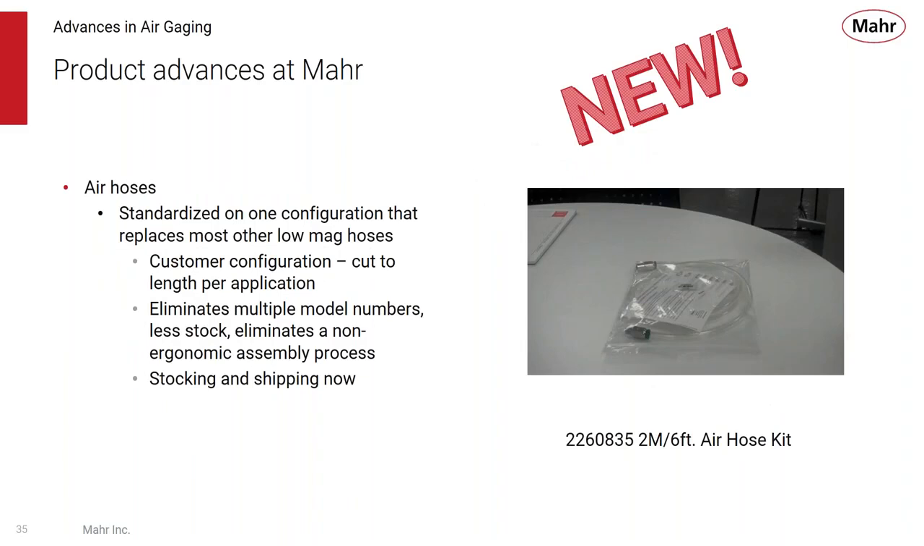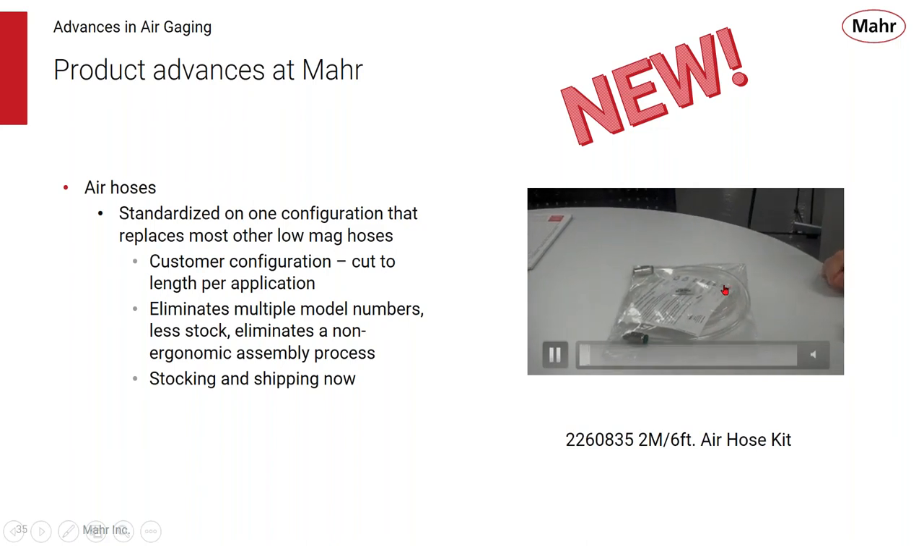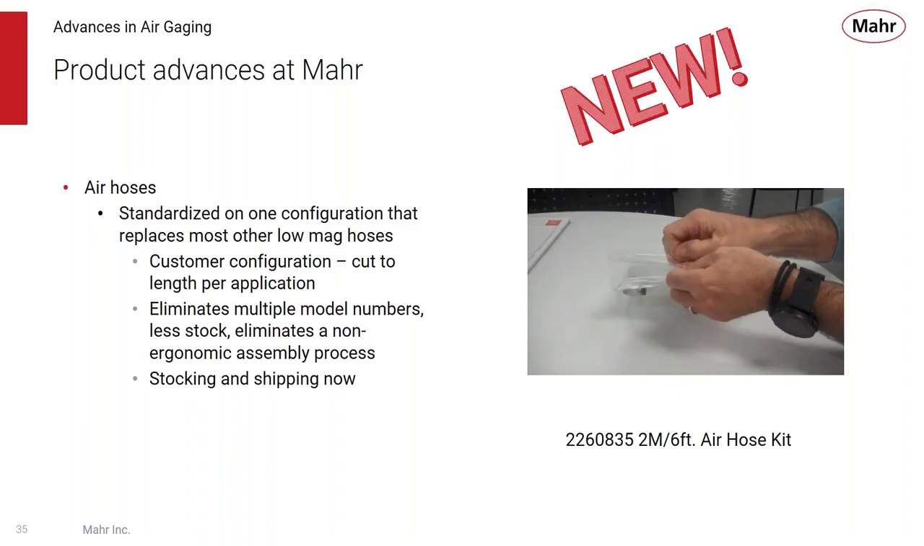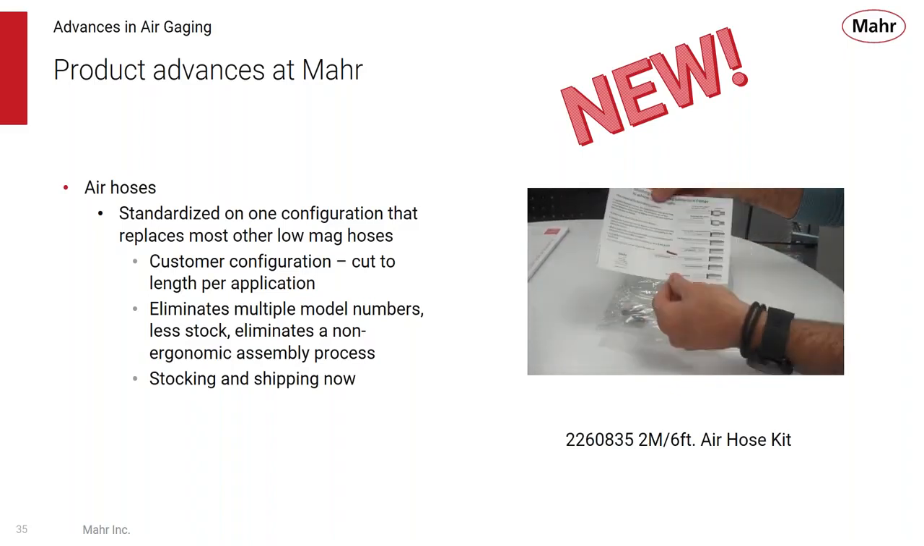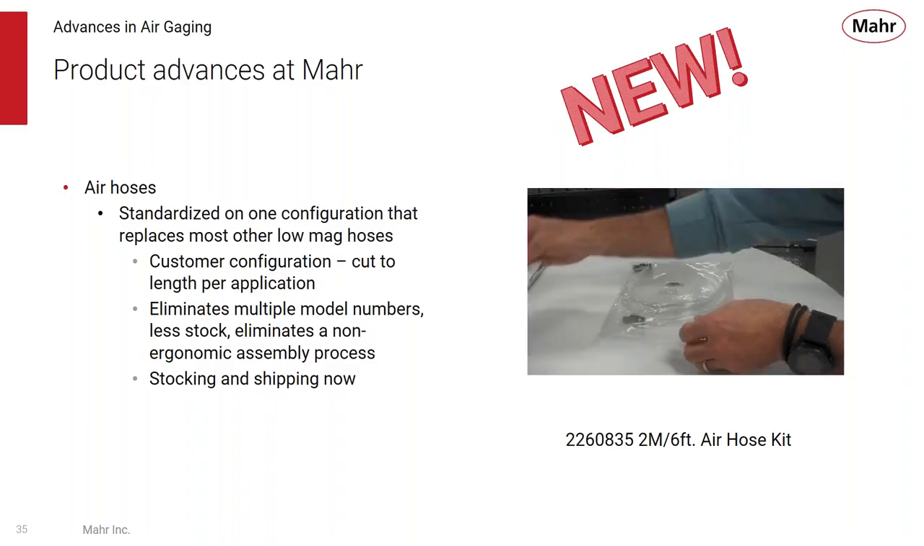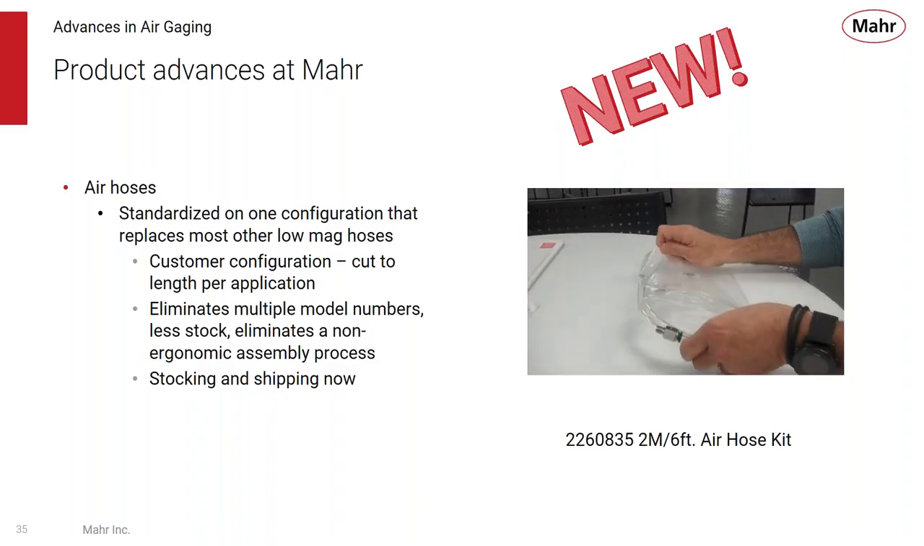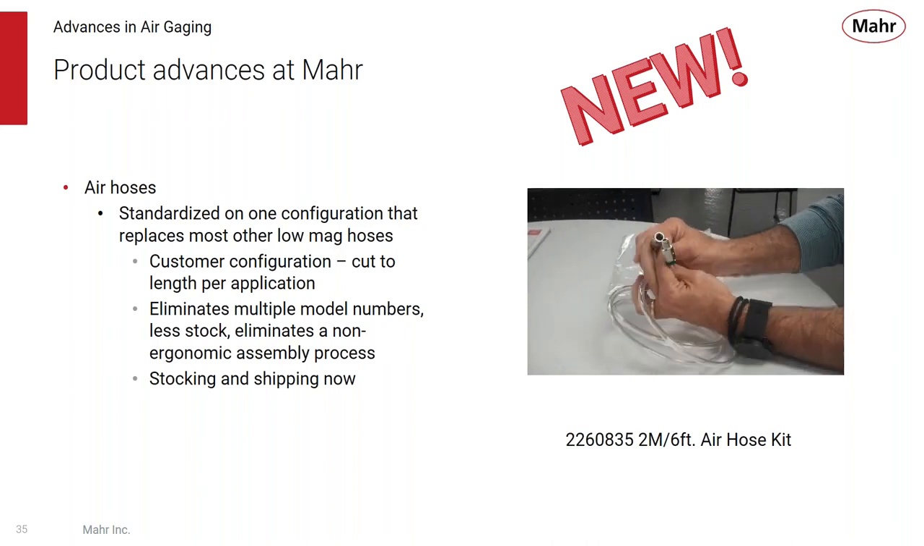Now, small changes is air hoses. We standardized on a new configuration that replaces most of our older low mag air hoses. You know, typically we had air hoses for 1, 2, 3, 5, 10, 15, 20, 30 feet in the past. So what we've done is gone to a different system that basically is configurable by the user. And this air hose comes packaged in a 6-foot length with a little instruction manual on it that is interchangeable with all the displays and tooling that we're using now.